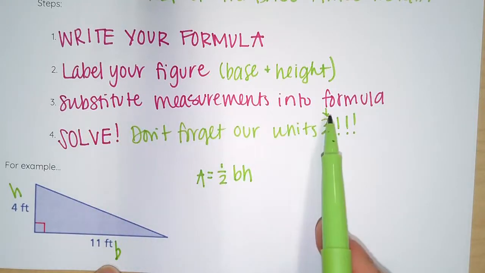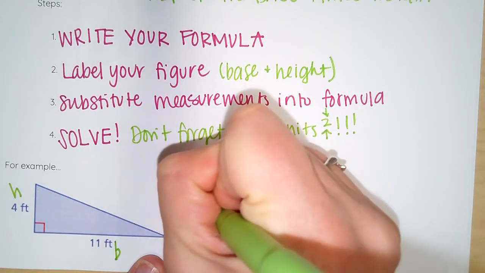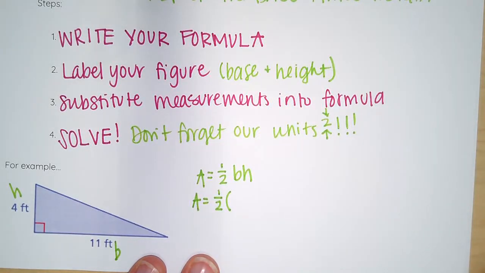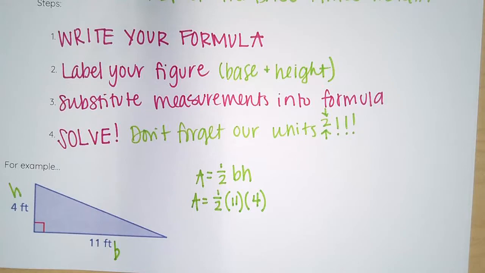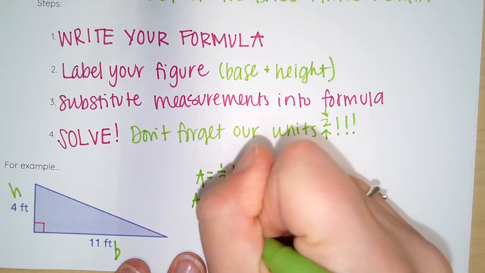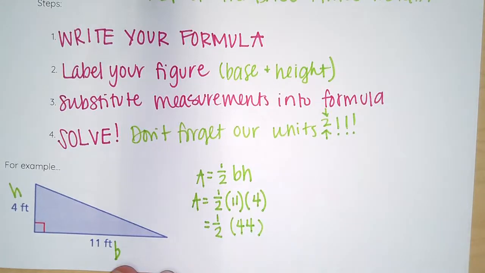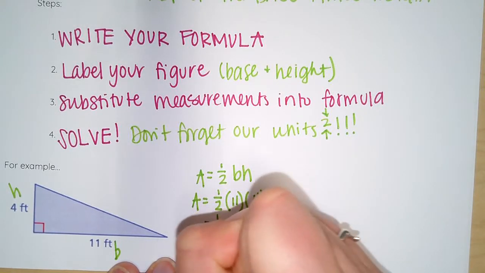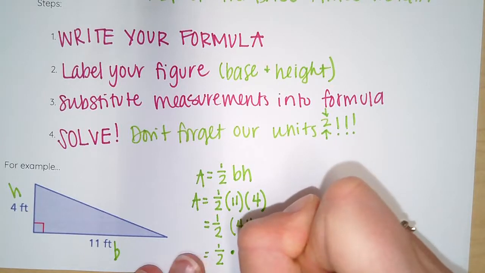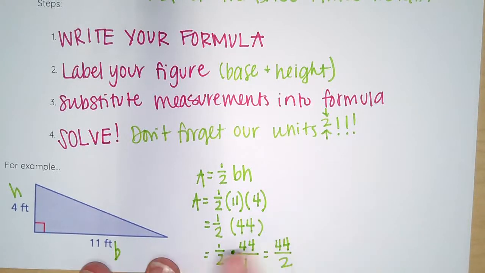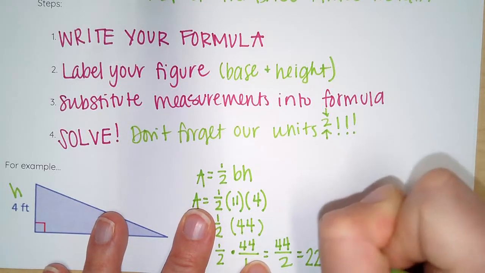Step 3 is to substitute my measurements in. So I have A equals 1/2, and I need to put in a multiplication sign now, 11 times 4. From here, 11 times 4 is 44. Now I'm just doing fraction multiplication, which looks like 1/2 times 44/1. When I multiply that out, I have 44 over 2. 1 times 44 is 44, 2 times 1 is 2, which leads me to 44 divided by 2, which equals 22 feet squared.